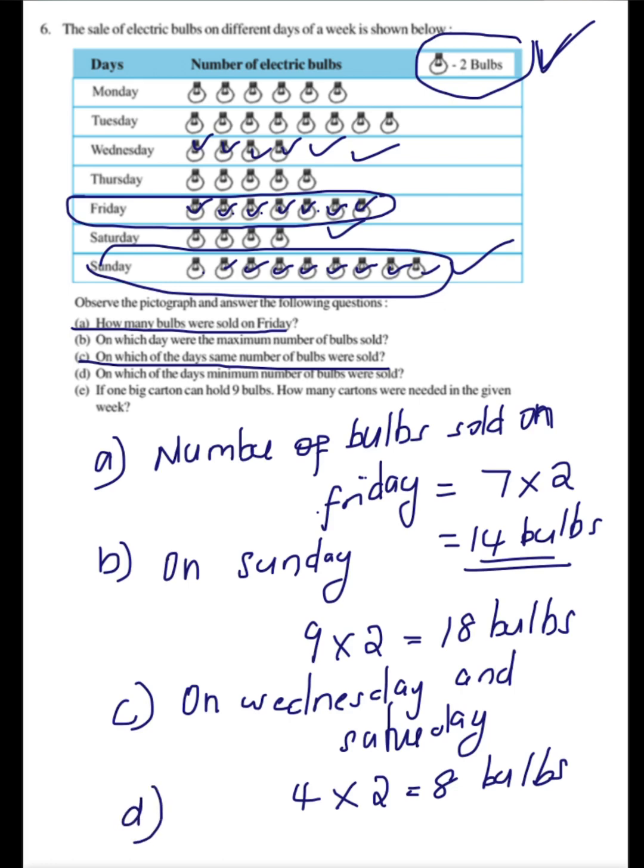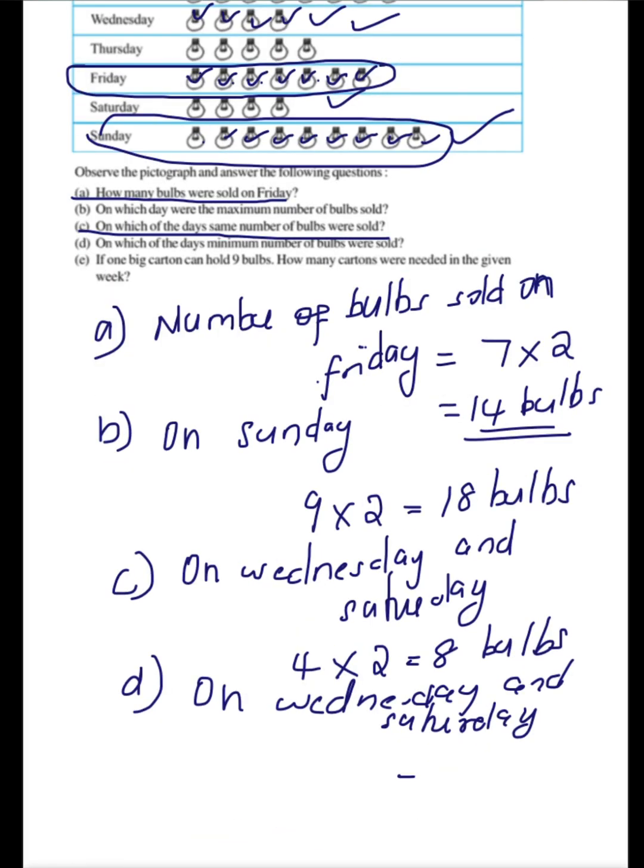Now, what is the answer for D? On which of the days was the minimum number of bulbs sold? You have to see on which day the minimum number of bulbs were sold. By observing the picture, you will see that on Wednesday and Saturday itself, the minimum number of bulbs were sold, which is equal to 8 bulbs each day.